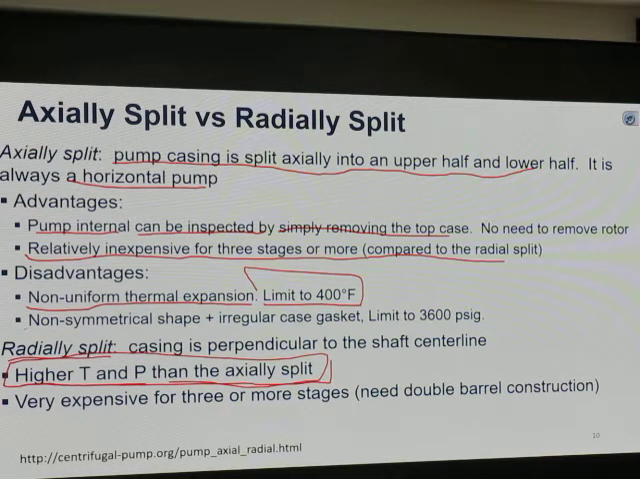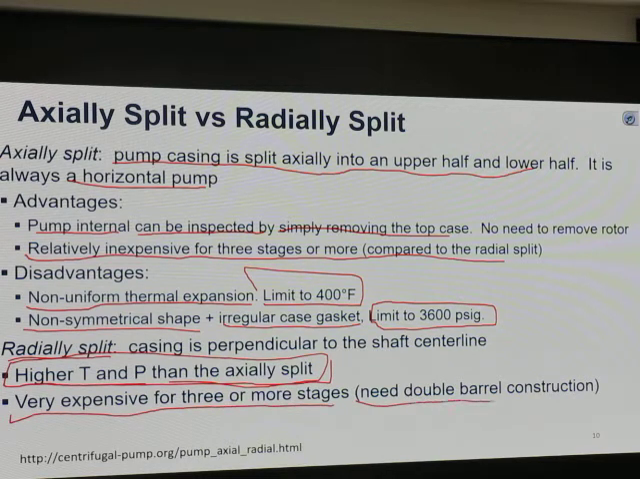Okay. Non-symmetrical shape, irregular gasket, so it's limited in pressure, which is quite high, but if you have radially split, it can do higher pressure and temperature. It can be very expensive for three or more stages, needing double barrel construction or something. So radially split, the reason that we want it is uniform thermal expansion.